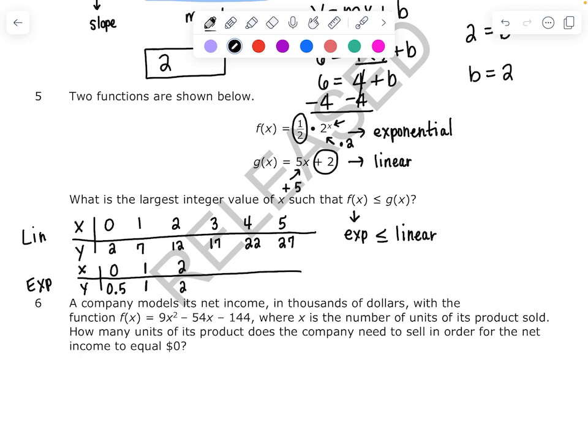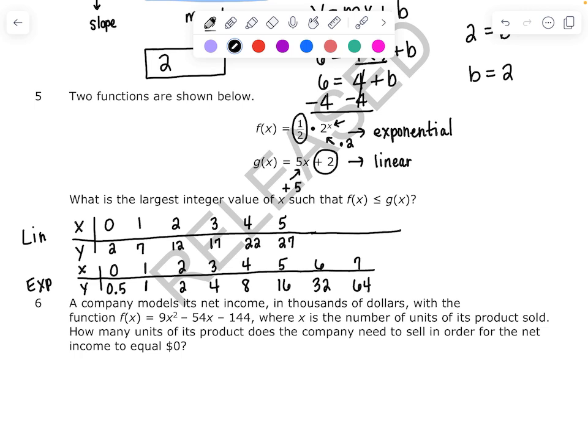1 times 2, 2. 2 times 2, 4. 4 times 2, 8. 8 times 2, 16. So I will need to go out further. Okay, then if we continue, in the sixth interval, 16 times 2 is 32. And by the seventh interval, 2 times 32 is 64.